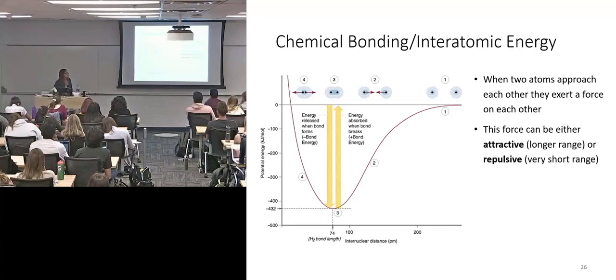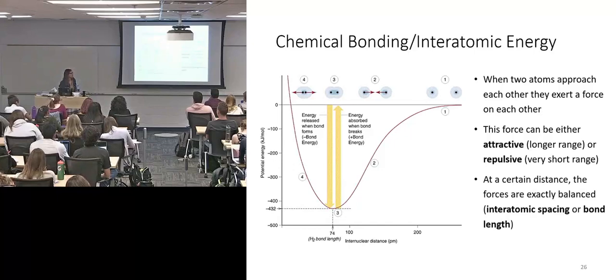Okay? So the force can be attractive kind of over longer ranges. The force can be repulsive over shorter ranges. And there's some distance where the forces will be exactly balanced. Okay? Or net force will equal 0. And this is going to be our interatomic spacing, or when these 2 things are bonding to each other, our bond length. So this one here is an H2 bond. The bond length is 74 picometers.